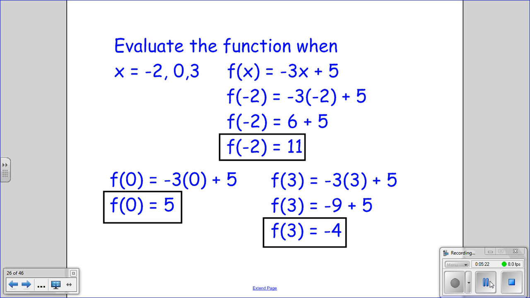When I give you a problem like this on the test, you're going to have to come up with each one of those answers. And please notice the notation so that I know which x each value of the function is referring to. The first one, I know that negative 2 and 11 go together. Then I know 0 and 5 go together. The 3 and the negative 4 go together. Notice the notation, please.